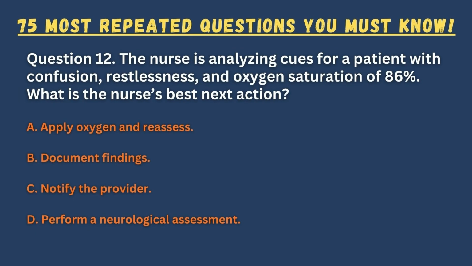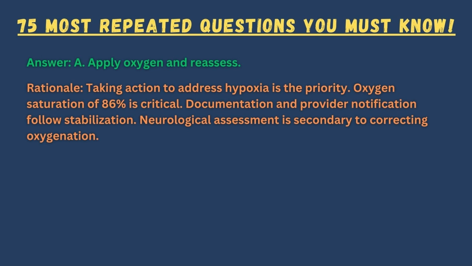Question 12. The nurse is analyzing cues for a patient with confusion, restlessness, and oxygen saturation of 86%. What is the nurse's best next action? A. Apply oxygen and reassess. B. Document findings. C. Notify the provider. D. Perform a neurological assessment. Answer. A. Apply oxygen and reassess.